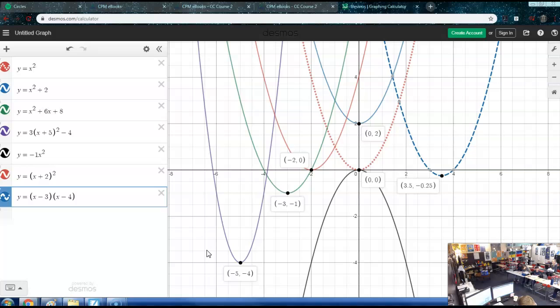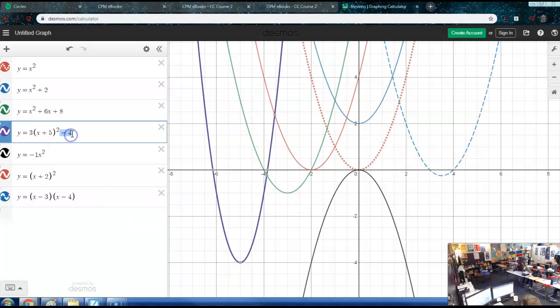So the y value of the vertex of the point, if you look at blue, it's 2, and it's 2 on the blue one. And if you look at the equation for purple, it's -4. And if you look at the vertex of the purple, it's -4.